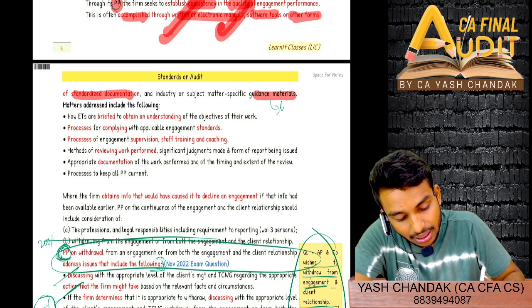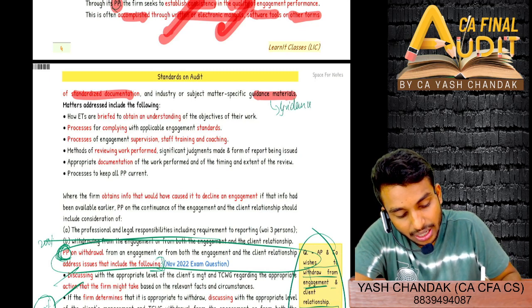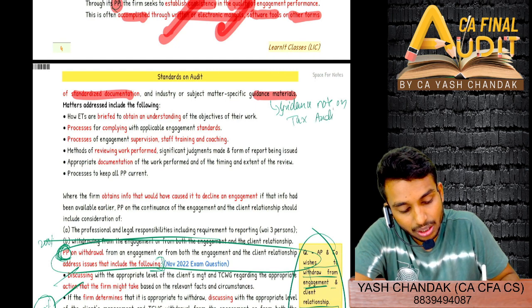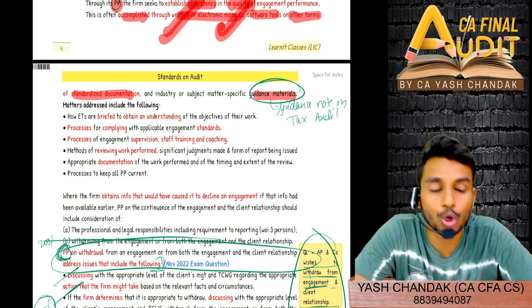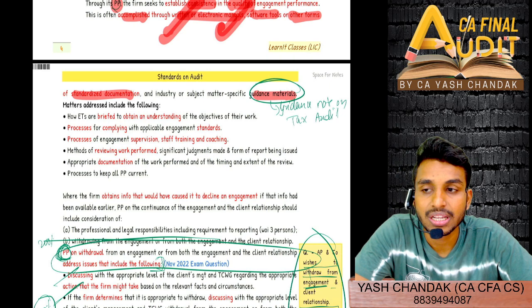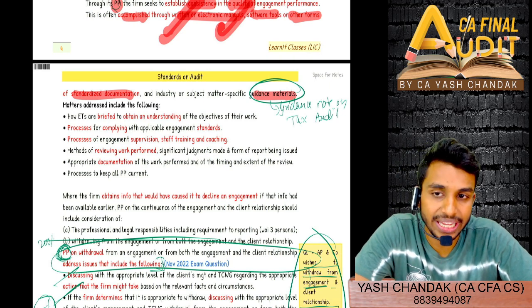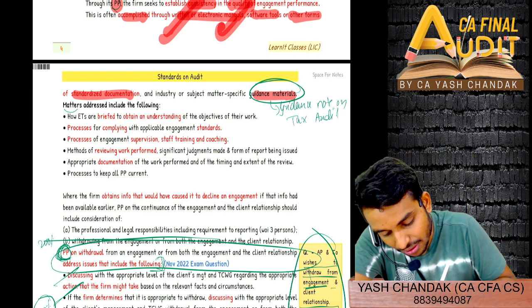For example, the guidance note on tax audit is a guidance material provided by the Institute, well documented, guiding you to do the tax audit engagement. Similarly, what all matters do you need to address?